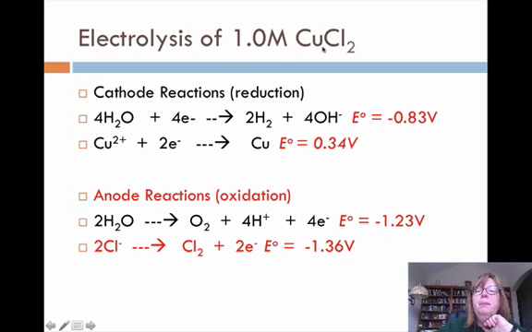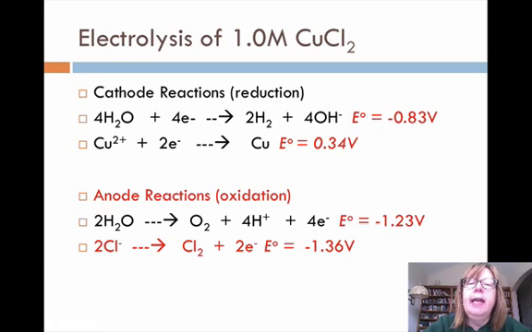We've got 1 molar copper 2 chloride, and again, we've got the copper 2 plus ion that's being reduced here, and then we've got the water being reduced. So what is our cathode reaction that is happening? It's actually the copper 2 plus is being reduced to the copper. So here at our cathode, we have copper being produced. Let's look at our anode reactions. Which one of these two is occurring at the anode? And you want the larger potential, and here we have oxygen being produced at the anode.